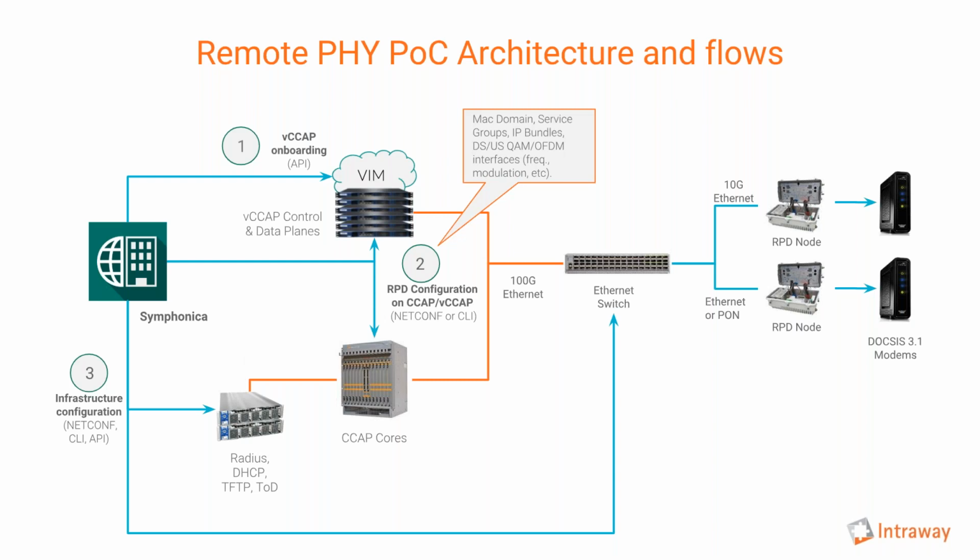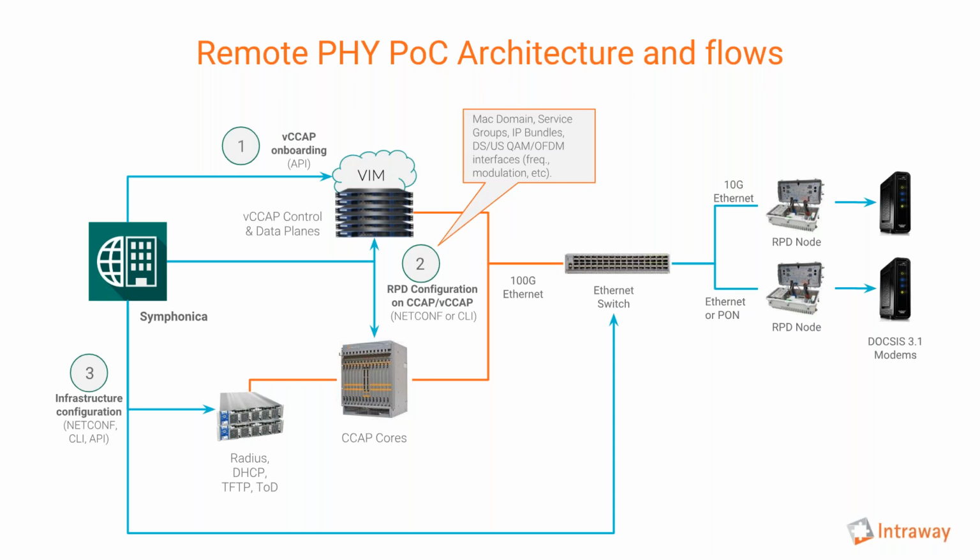Now, I'm going to dive into Intraway's contribution to this project. Here we can see all the elements in the POC. In the first step, now going to the flow itself, we can see the virtual CCAP Tosca profile is configured in Symphonica, that is Intraway's service orchestrator. Symphonica then invokes Casa Virtual Infrastructure Manager, VIM, and sends the Tosca profile through an API. The VIM executes the onboarding of the virtual CCAP instances that are the control plane and the data plane.